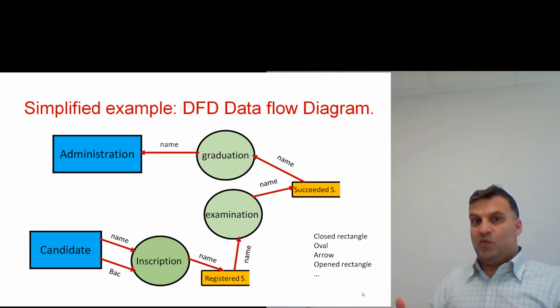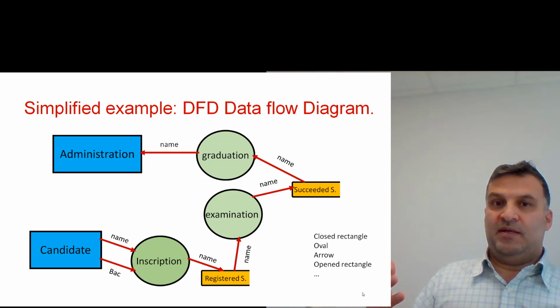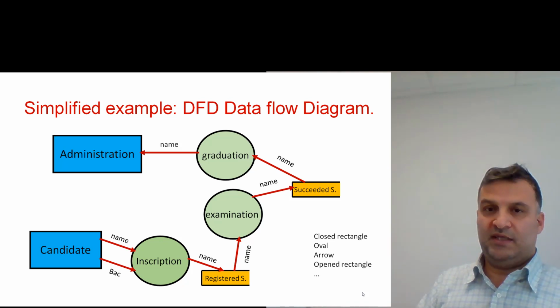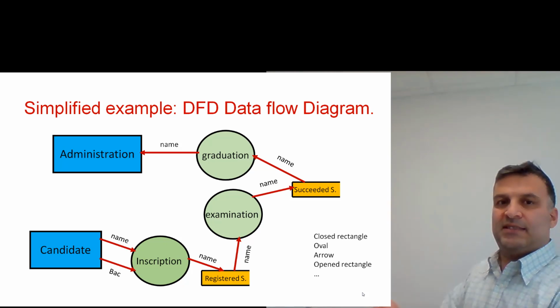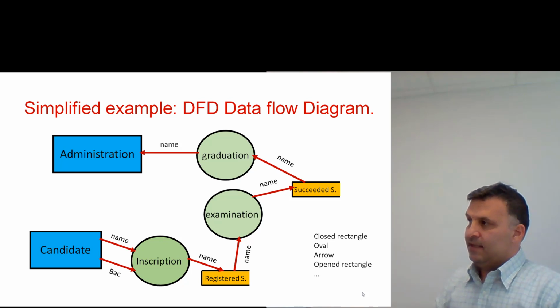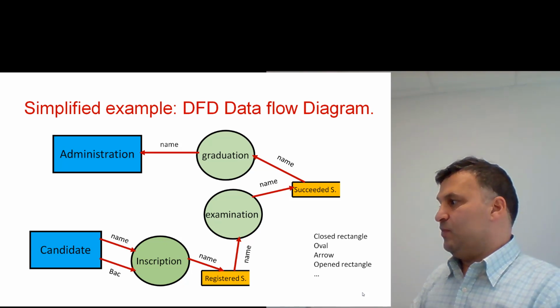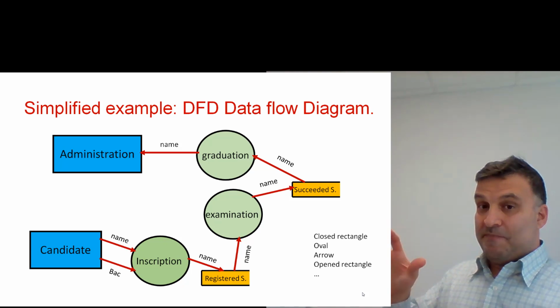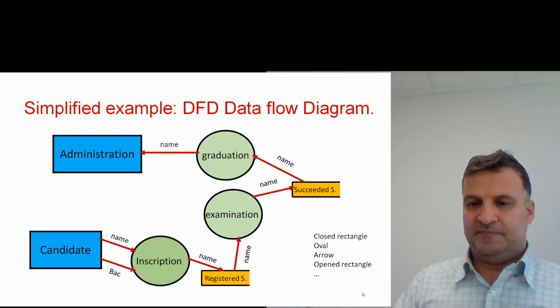After that, we can get the names of the succeeded students to prepare them for graduation. And when the student becomes an engineer, we can send the data to the administration. This is the type of DFD, data flow diagram. We see that we cannot see inside, we cannot see the members of the system.